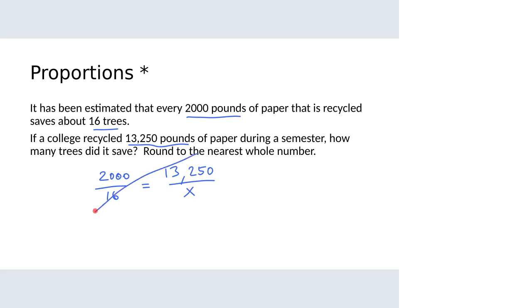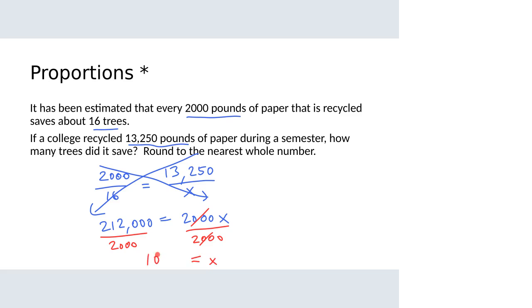We'll cross multiply here. 16 times 13,250 is 212,000. And that's 2,000 times x. Getting that x by itself, we'll divide both sides by 2,000. Those will cancel, leaving us x. And on the other side, 212,000 divided by 2,000, 106.